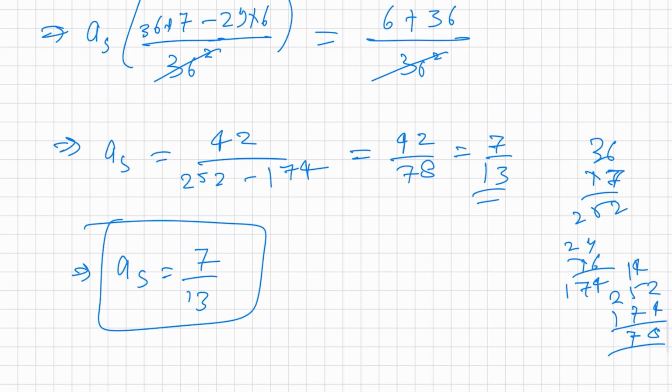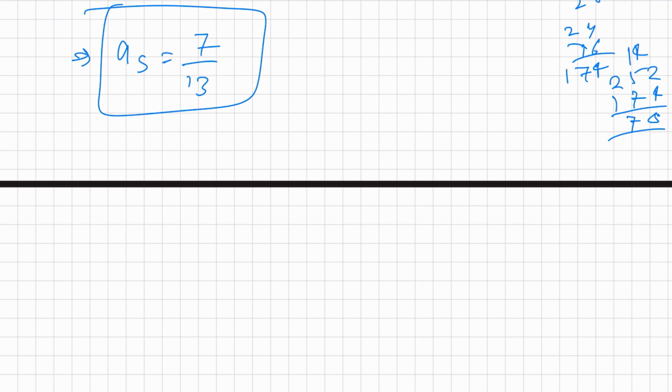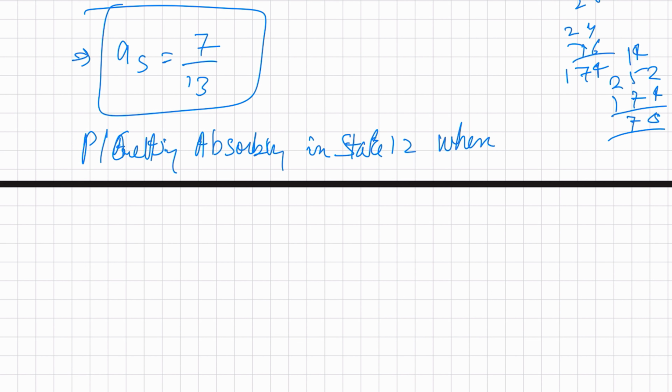So what this tells us, if we solve for this, is the probability of getting absorbed in state 12 when we start, when we are at the starting stage. That is basically what AS is telling us.